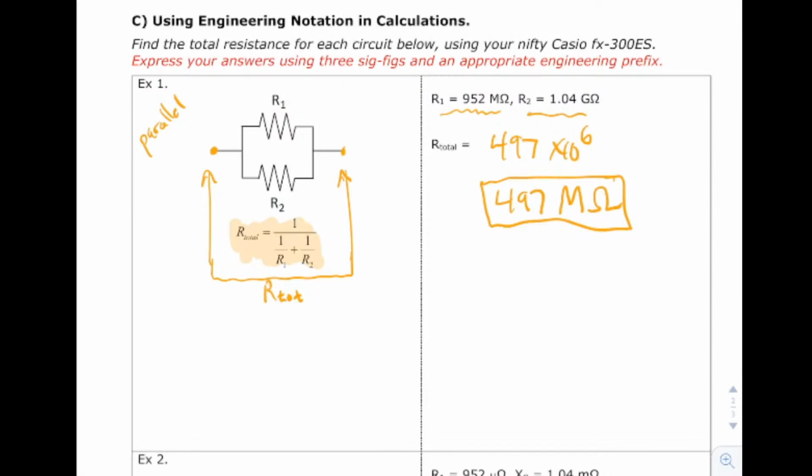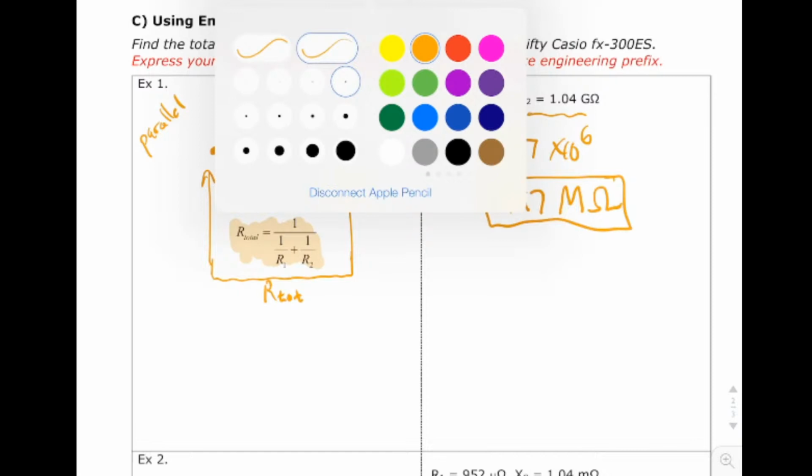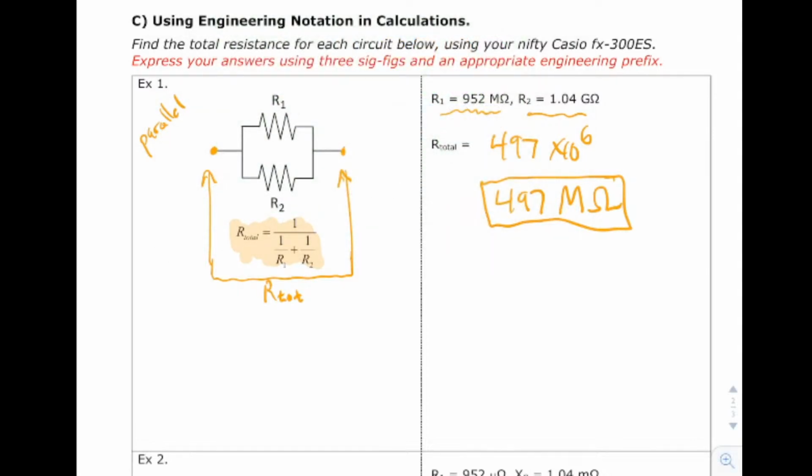Well, while we're on this problem, actually, I want you to ask yourself something. I got 2 resistors, right? 950 mega ohms and 1.04 giga ohms. By the way, here's a quick way you can convert back and forth mega to giga and all that stuff. Let me show you this.